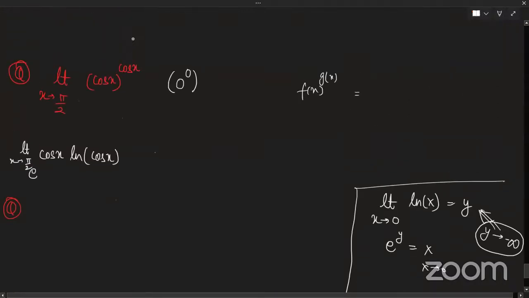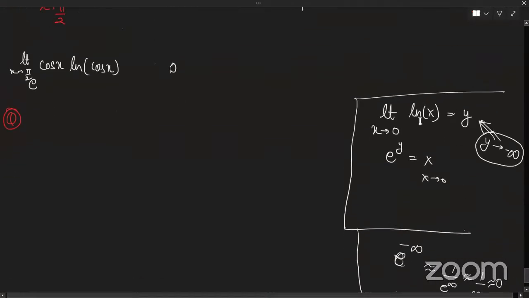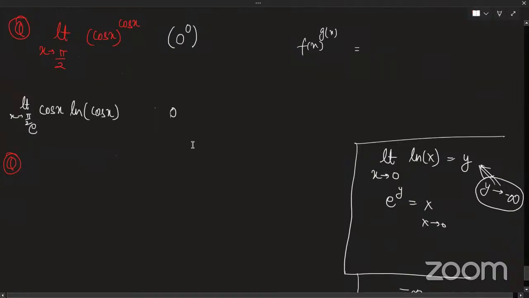Okay. So let us just look at what form we are getting over here. So we are getting cos x. What is the value of cos x when x is close to pi by 2? 0. And what about ln of cos x? ln of 0. Where will ln of 0 go to? Minus infinity. Correct. So which form is this? 0 into infinity form. Yes, correct.